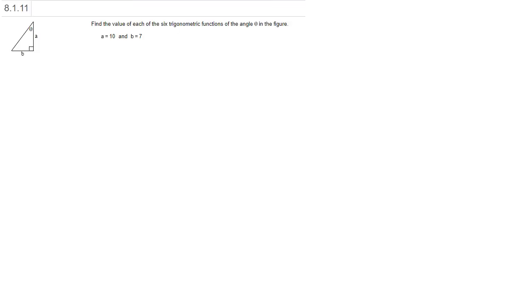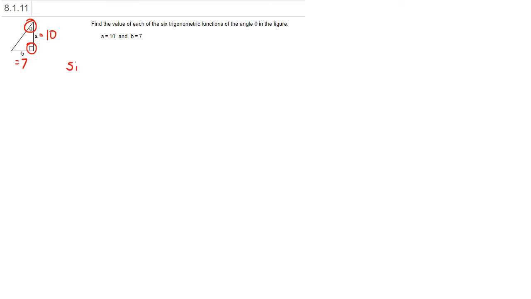So we begin with this problem, number 11. We're given a right triangle. Note the square mark in the bottom right corner of the triangle indicating a right angle. We are given the length of the right side A, this is 10, the bottom leg B, this is 7 units long, and we're asked to find each of the 6 trigonometric functions of this angle theta in the upper corner.